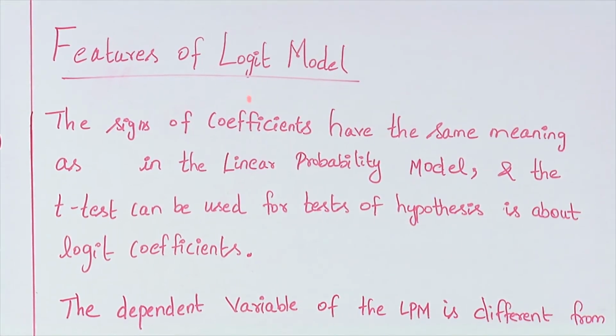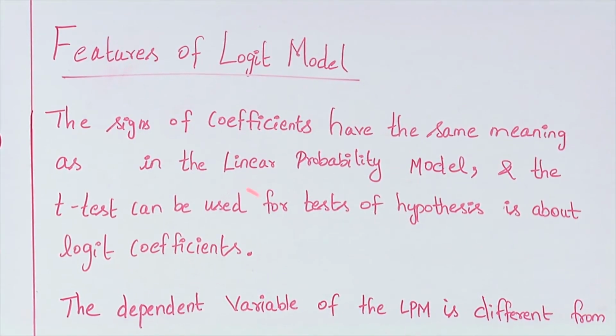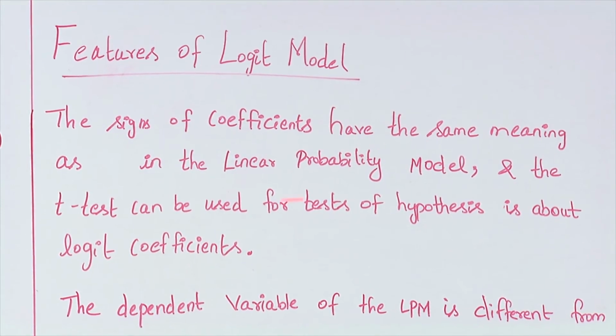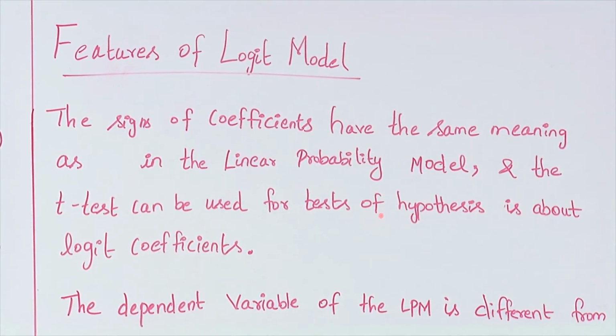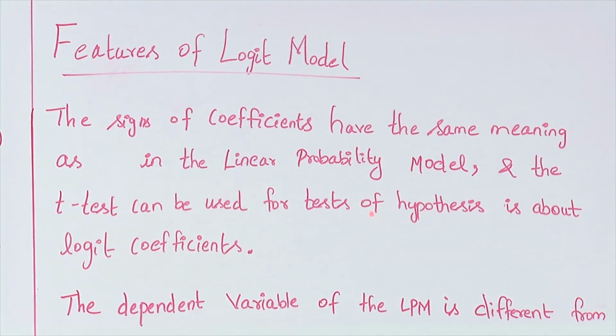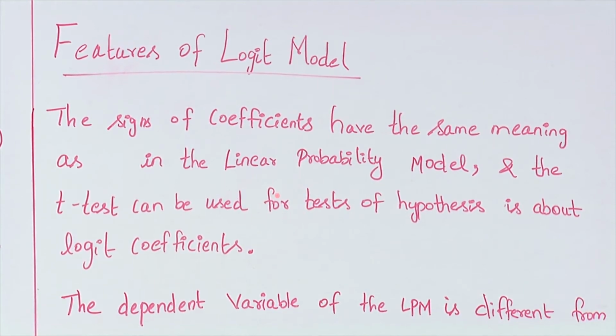Let us discuss the features of the LOGIT model. Actually, the signs of coefficients have the same meaning as in the linear probability model. That means the relationship between the dependent variable and the independent variables is reflected in the signs. So, you can see the same kind of positive or negative relationship in both models. Whatever sign you get for the linear probability model, you will have the same in the LOGIT model as well.